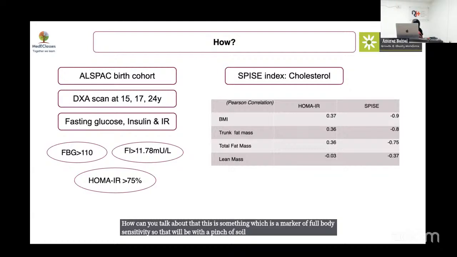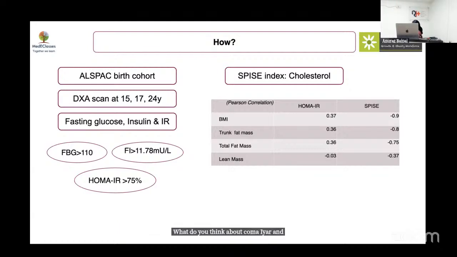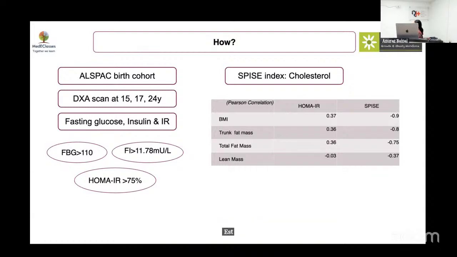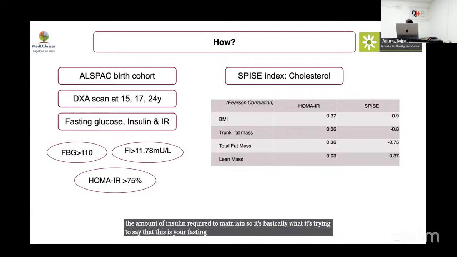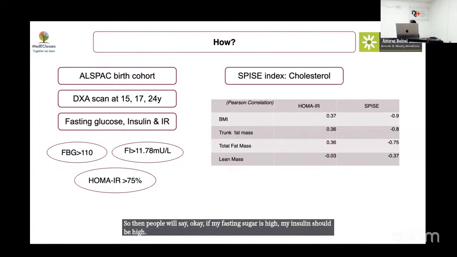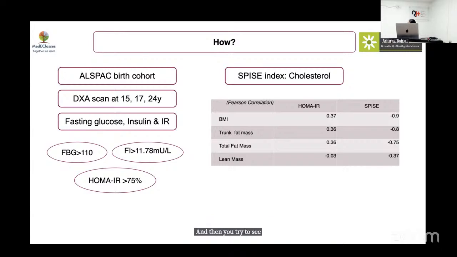What do you think about HOMA-IR as a marker of insulin resistance? What is HOMA-IR? It is looking at your fasting glucose and fasting insulin levels, and based on that, it is trying to estimate the amount of insulin required to maintain. So it's basically trying to say that this is your fasting insulin and this is your fasting sugar. So then people will say, okay, if my fasting sugar is high, my insulin should be high. And then you try to see how much is the correlation in that. So it's a crude marker.